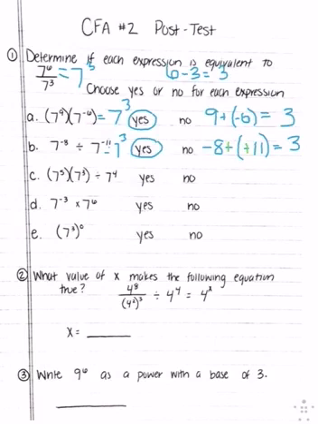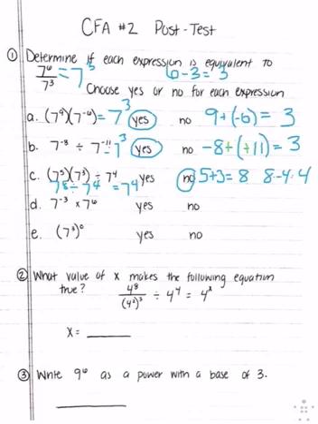Letter C, 7 to the 5th times 7 to the 3rd divided by 7 to the 4th. We're going to start with the multiplying where we add the exponents. So that would be 5 plus 3, which is 8. So our new problem is 7 to the 8th divided by 7 to the 4th. We're dividing, so we subtract the exponents. 8 minus 4, which is 4. Our answer is 7 to the 4th power. So no, it is not equivalent.